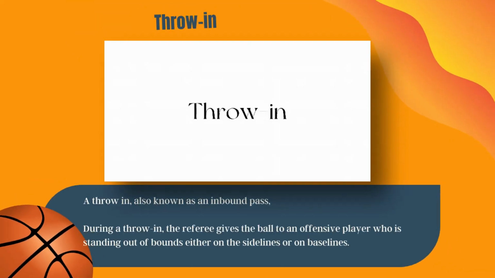Throw-in. A throw-in, also known as an inbound pass, is a method of putting the ball into play in a basketball game. During a throw-in, the referee gives the ball to an offensive player who is standing out of bounds on either the sideline or baseline. The referee blows his whistle and the ball becomes live.